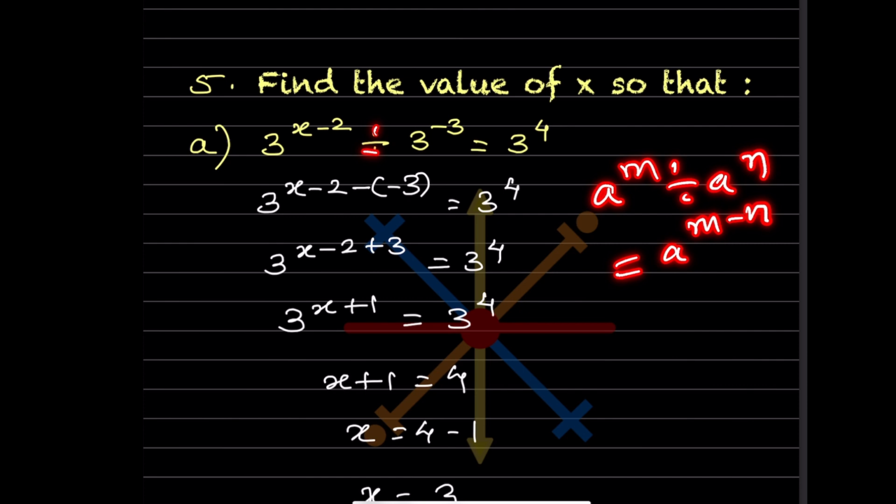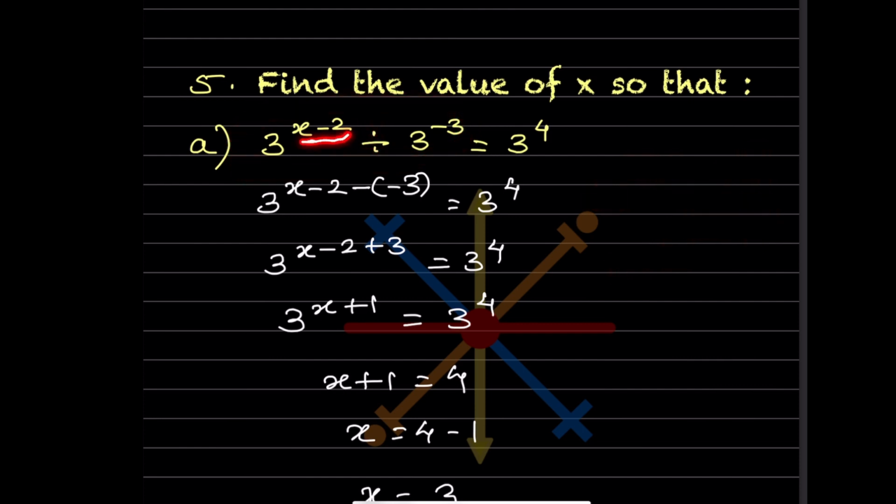So here we can see this is in the same form. This is the exponent, x minus 2, minus, and this is minus 3. You are going to put a bracket because there are two negative signs. Now what will you do? 3 raised to, we remove the bracket, so minus minus becomes plus, and the rest is the same. So x minus 2 plus 3, that is plus 3 minus 2, which is 1. So you are going to write x plus 1.